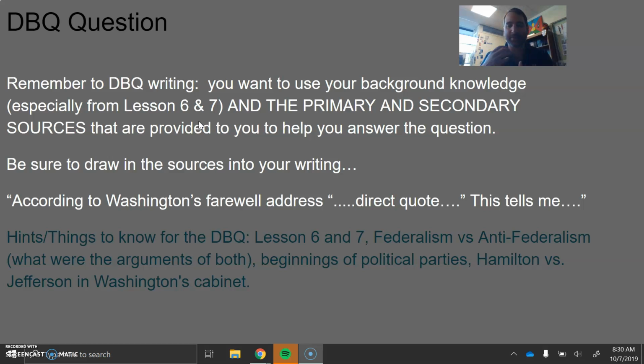The DBQ is going to be framed around the beginnings of political parties when we were creating the Constitution. Hamilton versus Jefferson, that idea of small government versus big government. So big hints on what the DBQ is going to be about are all in Lesson 6 and Lesson 7.